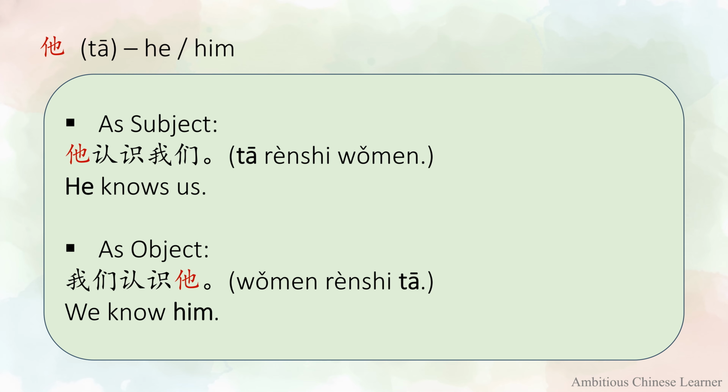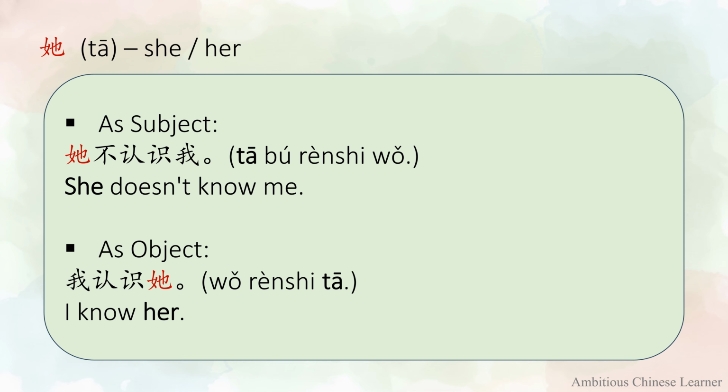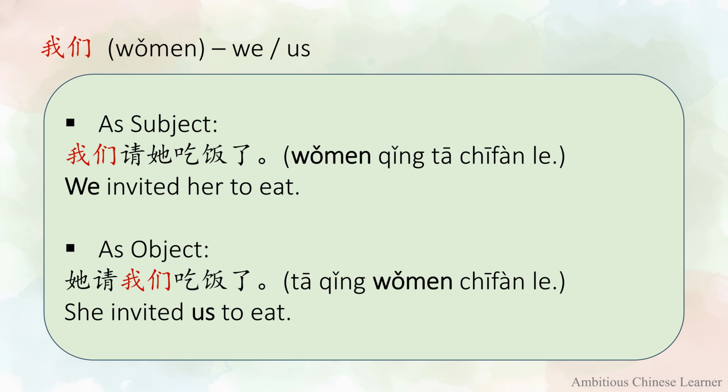我们认识他, We know him. 她, she or her. 她不认识我, She doesn't know me. 我认识她, I know her.